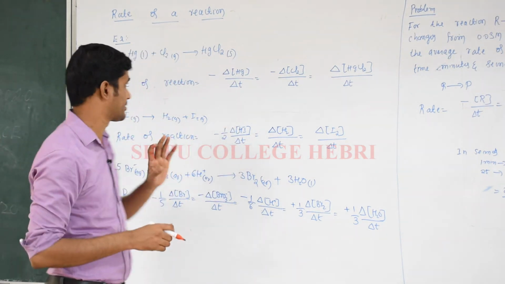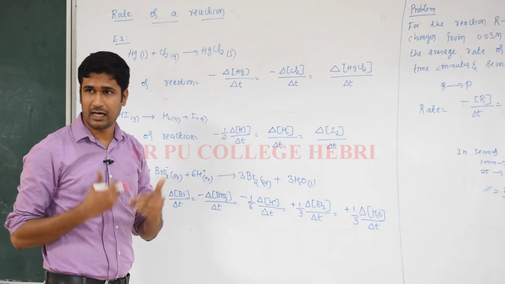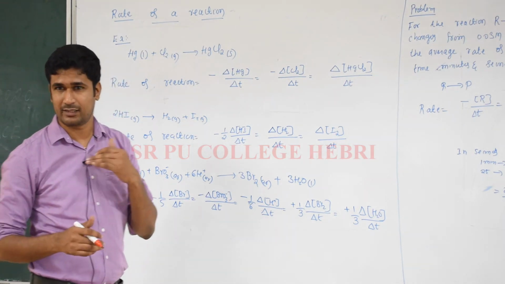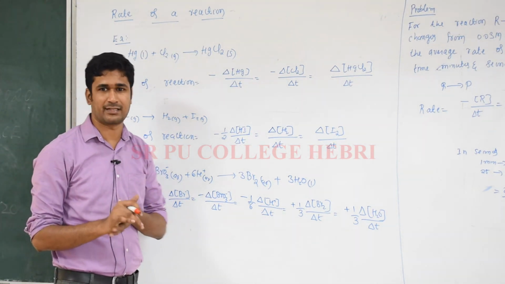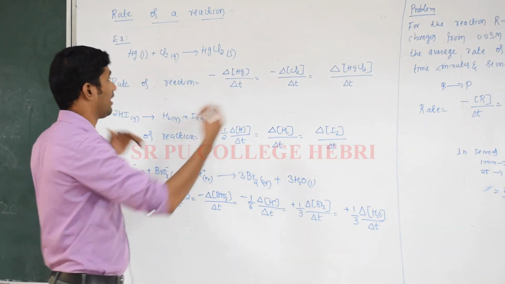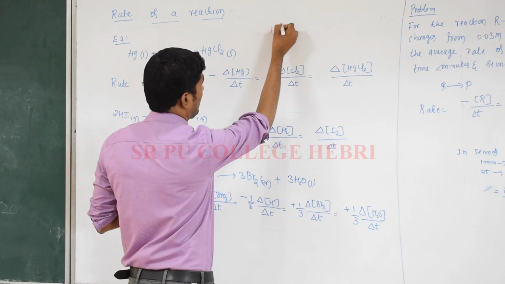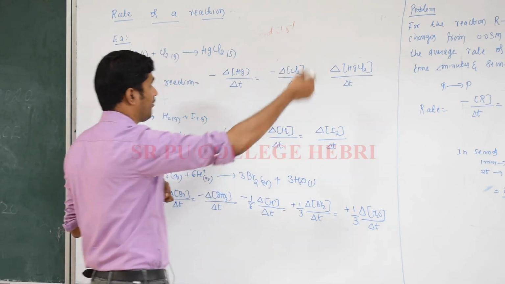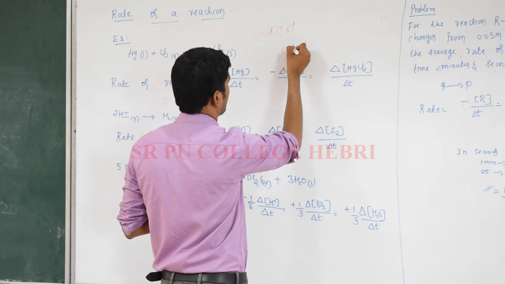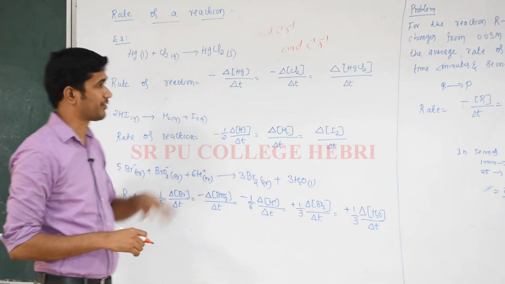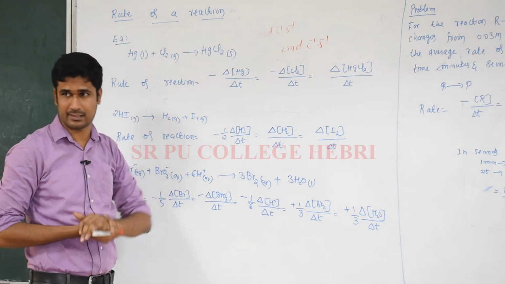You remember this. The faster the reactant decreases, the faster the product increases. For example, if the rate of disappearance of reactant is 2 mole per liter per second, the rate of appearance of product is also equal to 2 mole per liter per second. Understood? So this is very important.